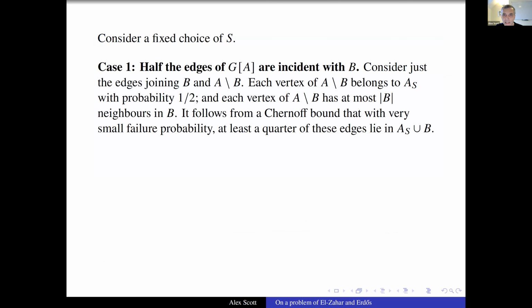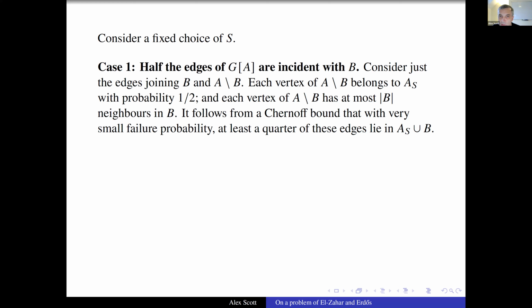So let's fix a choice of S, and there are going to be 2 cases depending on how the edges in A are distributed. Firstly, if half of them are incident with B, then let's just think about the edges between B and A minus B. We're partitioning into 4p plus 2 sets and taking 2p plus 1 of them. So each vertex is in A sub S with probability half. Each vertex independently belongs to A sub S with probability half.